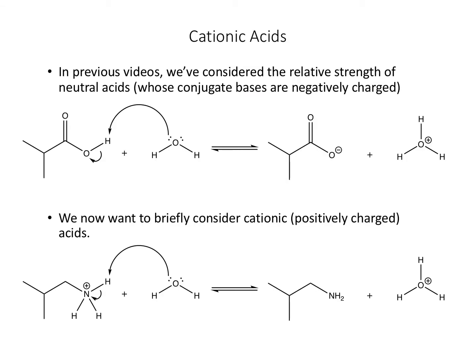In previous videos, we've considered the relative strength of neutral acids. So if I wanted to know how strong an acid this carboxylic acid is, I would look at its conjugate base and see how well that conjugate base can stabilize the negative charge. Well, when we're looking at cationic acids, their conjugate bases are neutral. And so we're going to treat these a little bit differently, because there's no negative charge on the conjugate base that we can use to determine the relative acidity of our cationic acid.